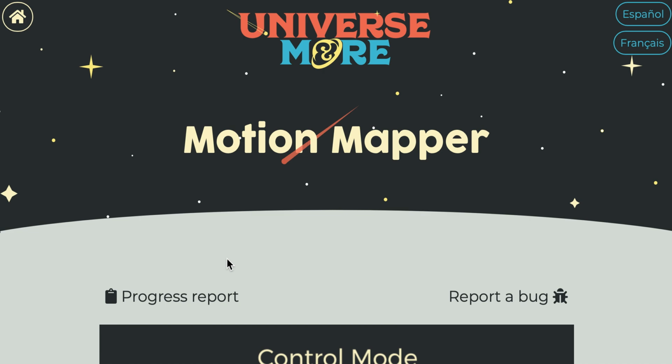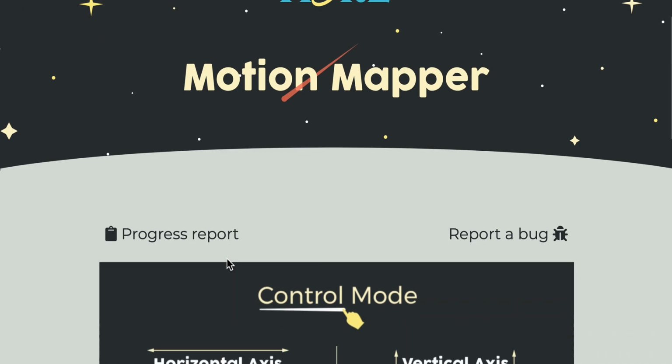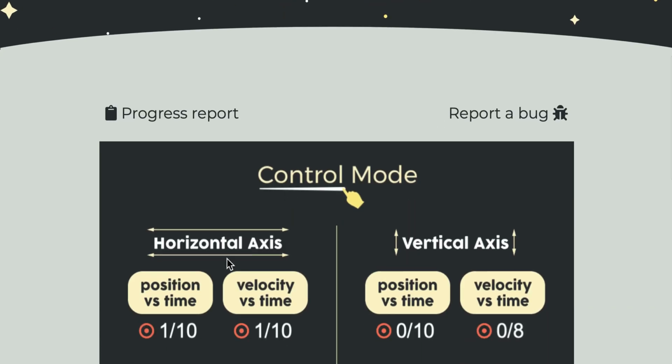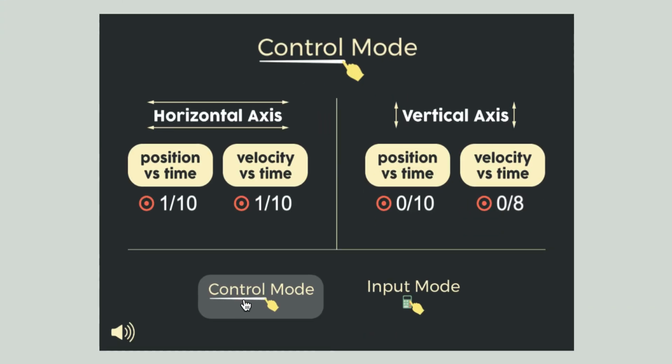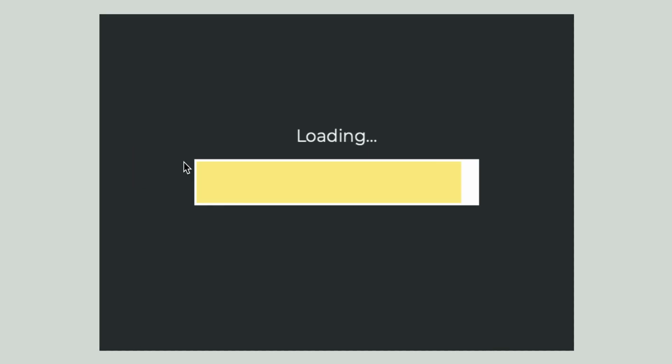Welcome to Motion Mapper. If we scroll down a little bit, we should be on control mode right here. That's great. We want horizontal axis and position-time graphs to start. You can obviously toggle the volume on and off if you like. All right, there we go.